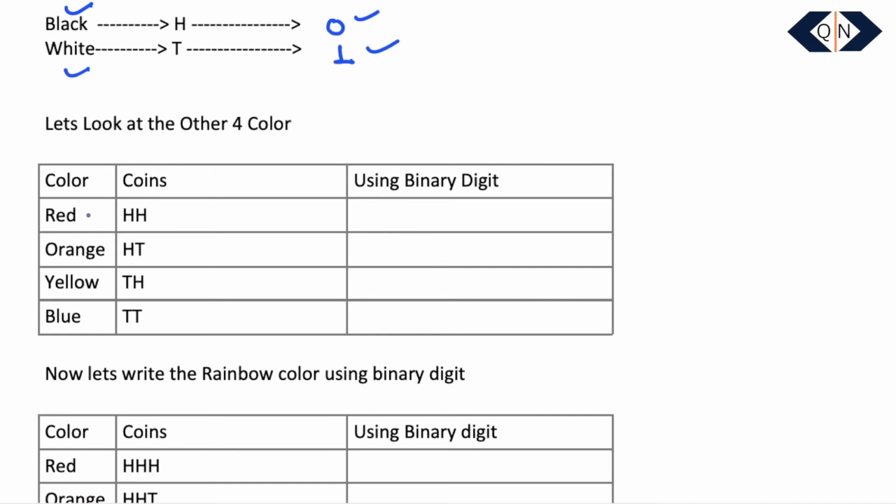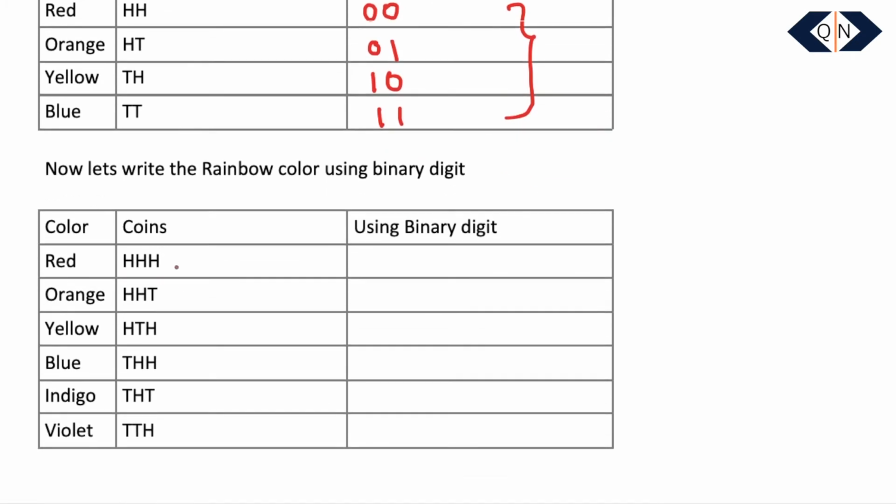Suppose now, in the previous video we have seen that red color was assigned HH, orange was assigned HT, yellow was assigned TH and blue was assigned TT. So can we write this in binary form? We will write H as 0 and another H as 0. And here HT, so 0 1, TH 1 0 and TT 1 1. So in this way we can assign this binary digit code.